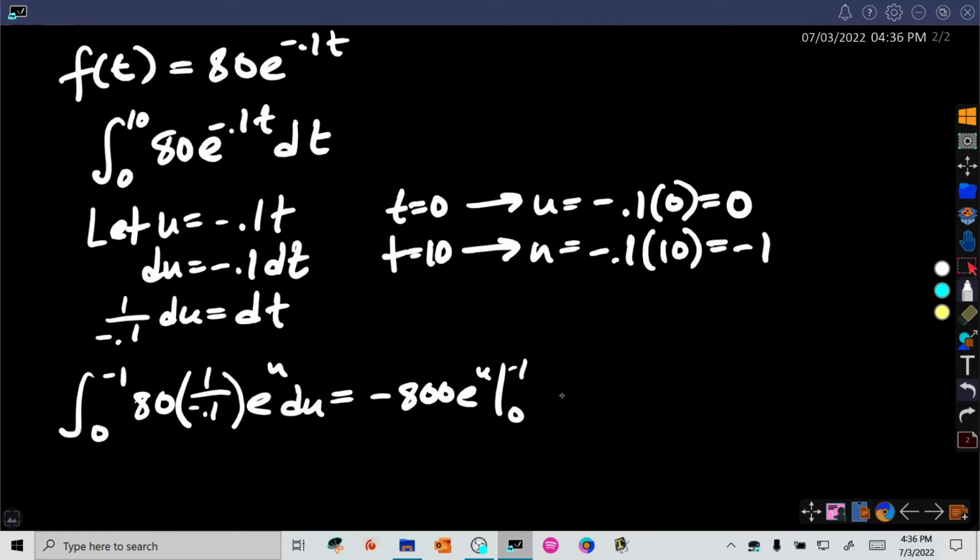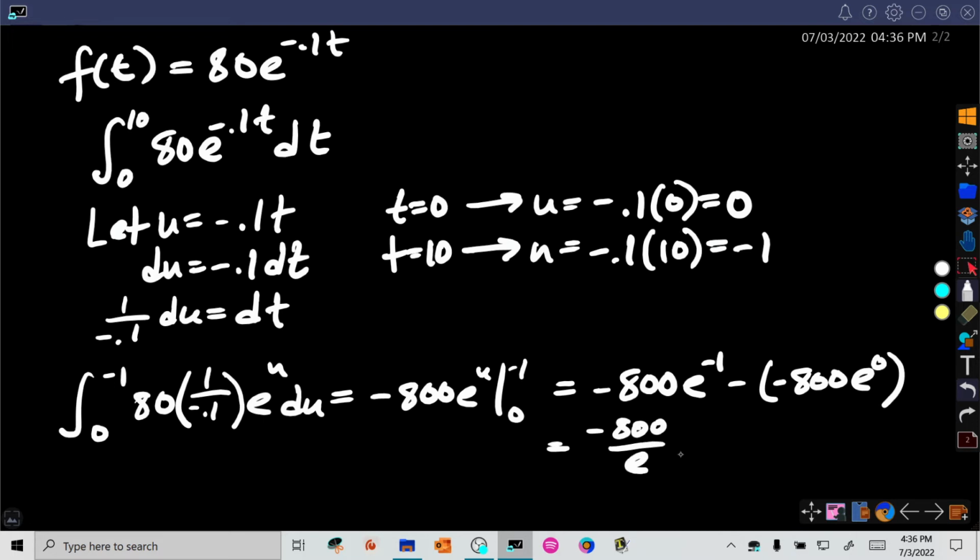Okay. And when you sub all of this stuff in and evaluate, so that's going to be a minus 800 e to the minus 1 minus a minus 800 e to the 0, which in this case, this is going to turn into a plus 800, and I've got that, which is a minus 800 divided by e plus 800, which is equal to roughly 505.696. Okay? And that's our solution.